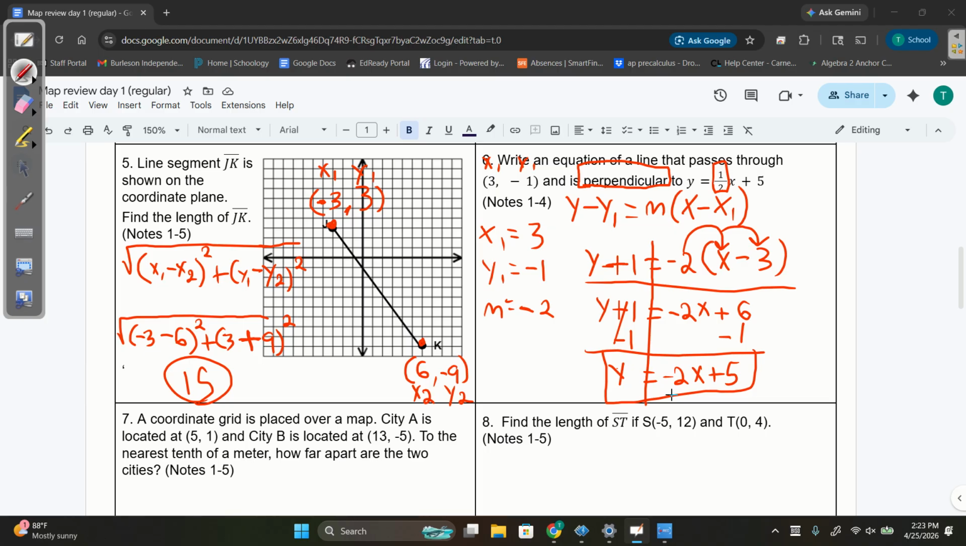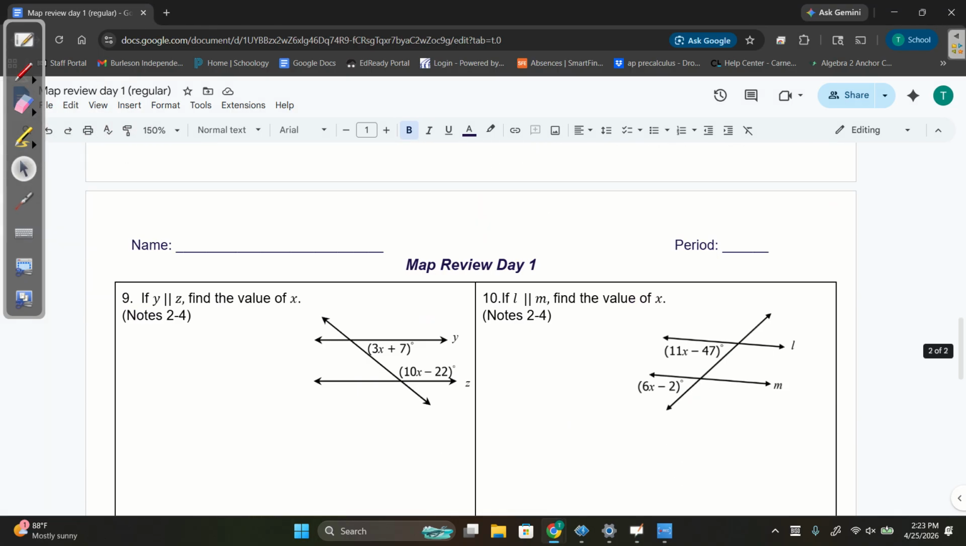Now what I'm going to do is I'm going to stop here, and I'm going to let you guys try out number 7 and 8 on your own. Look for keywords, try and figure it out. You can also look in notes 1-5 if you need. The last ones I want to cover are on the back. 9 and 10.